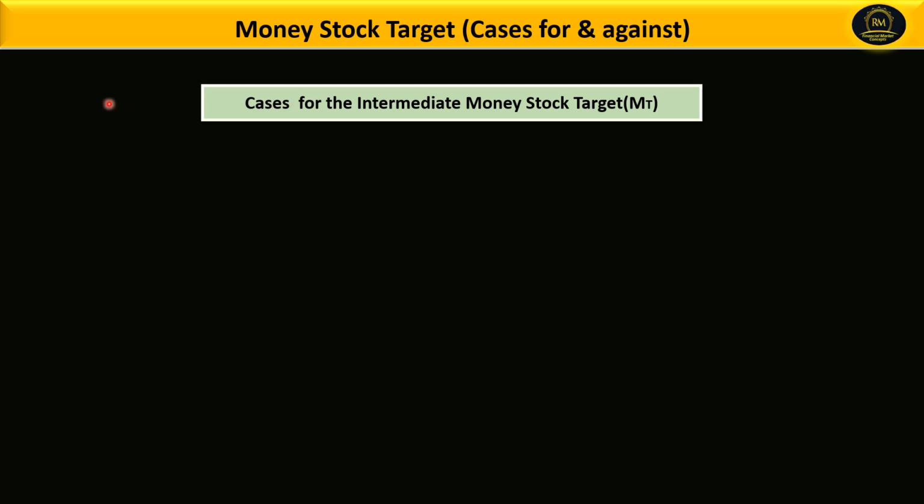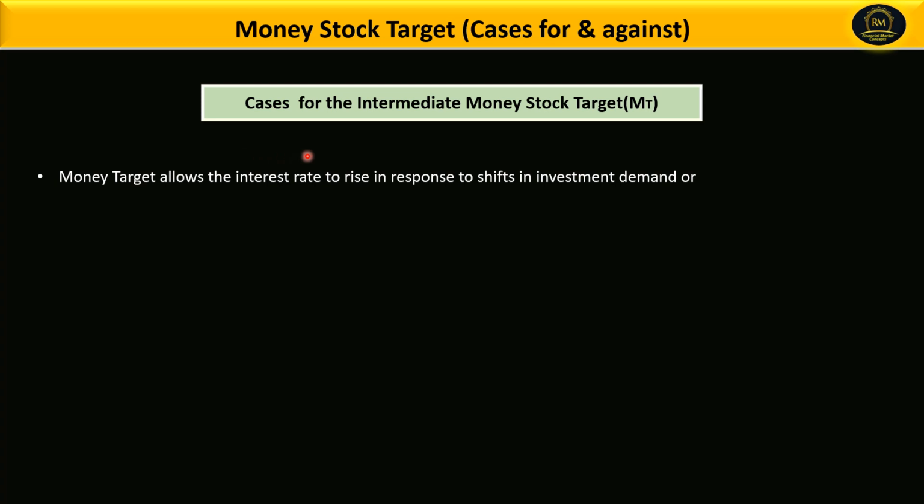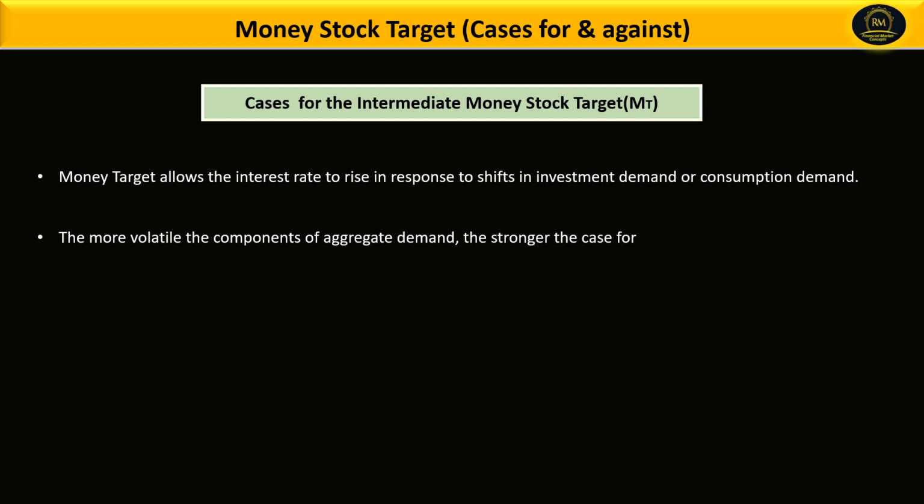So let us first see the cases for the intermediate money stock target. The first point in favor of the intermediate money target is that it allows the interest rate to rise in response to a shift in the investment demand or consumption demand. Therefore, the more volatile the component of aggregate demand, the stronger the case for the intermediate money target.